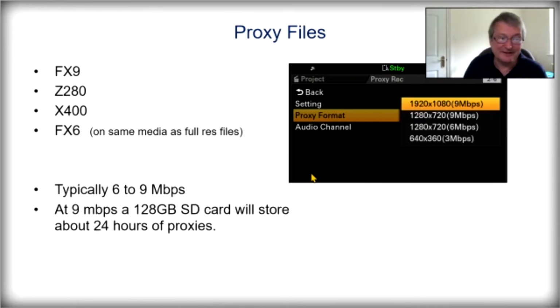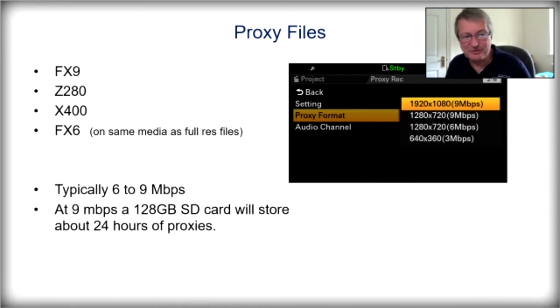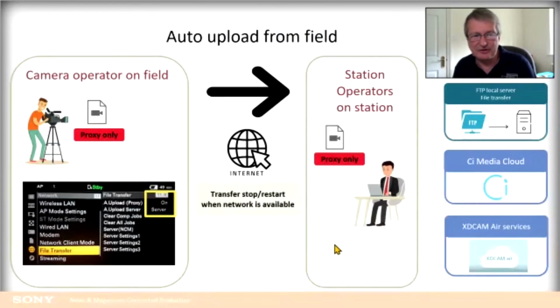And typically, so say you're at 9 megabits per second, the highest resolution of the proxies, put a 128 gig SD card in, which is about 20 quid these days, and you've got about 24 hours of proxy material on your SD card. And you can then upload those to the remote server.